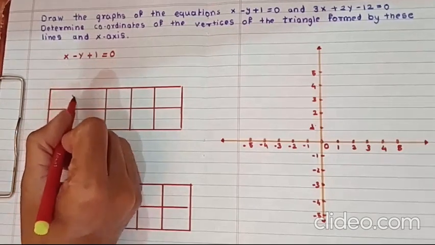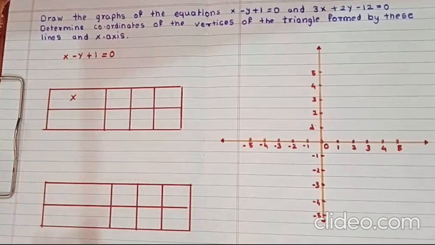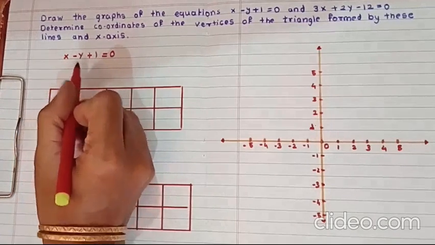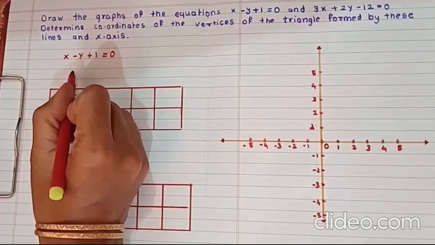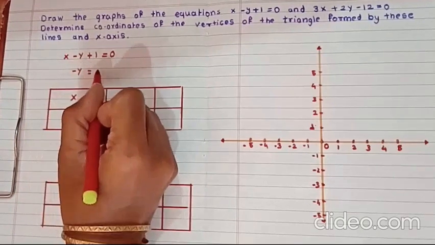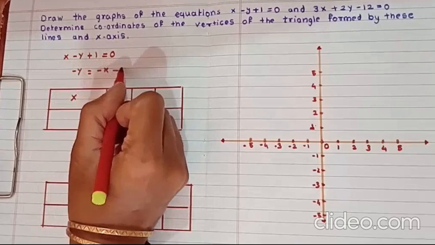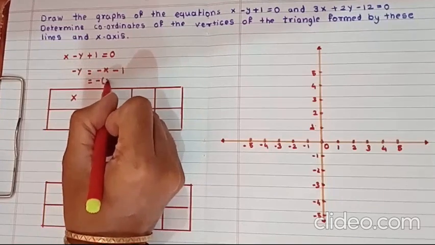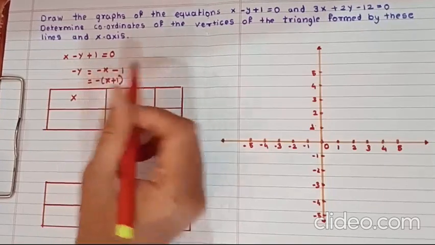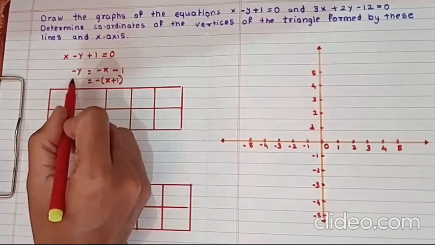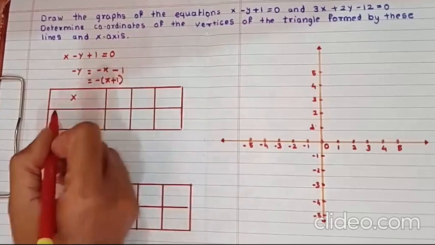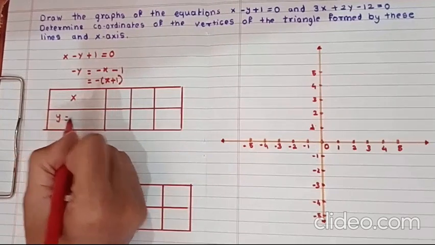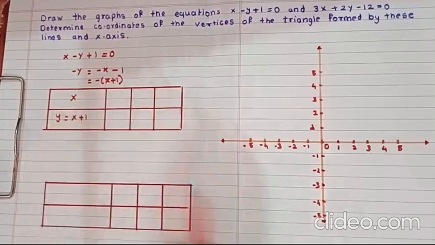If you put a value of x, what will be the value of y? So I will convert this to the right side. Minus y is equal to minus x minus 1. So I can take the minus sign outside, I will get x plus 1, and I will remove the minus sign from both sides. So y is equal to x plus 1.